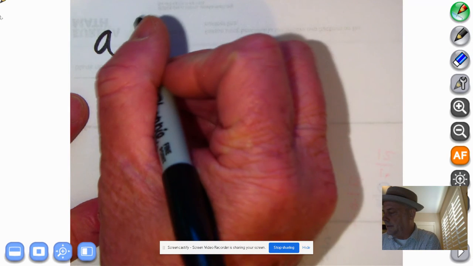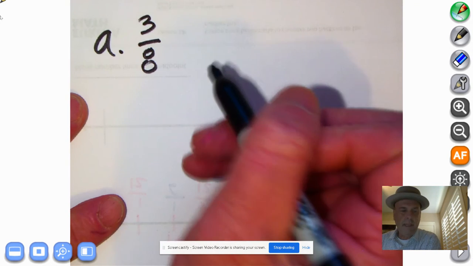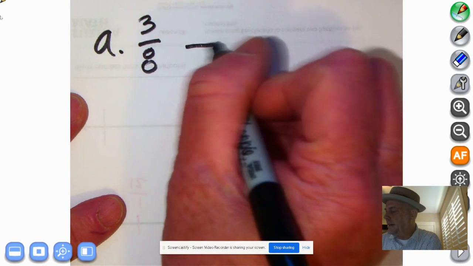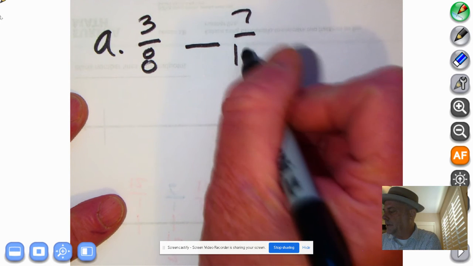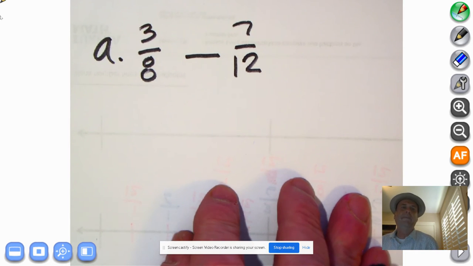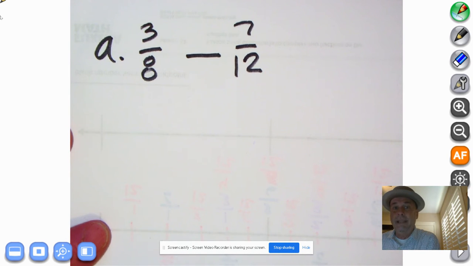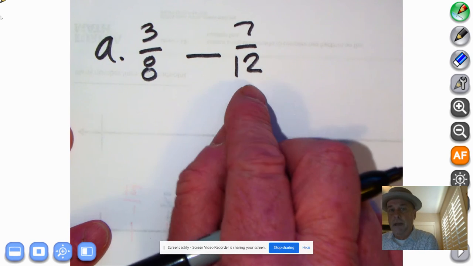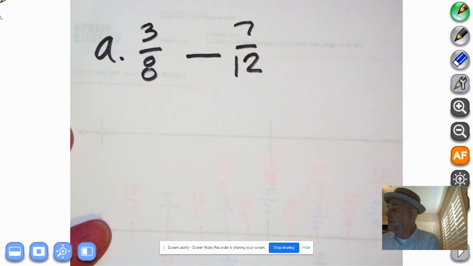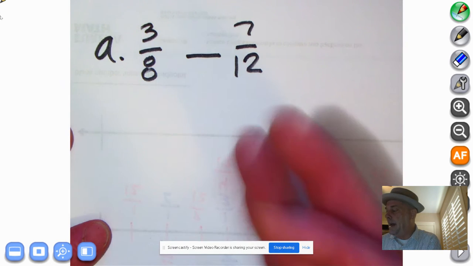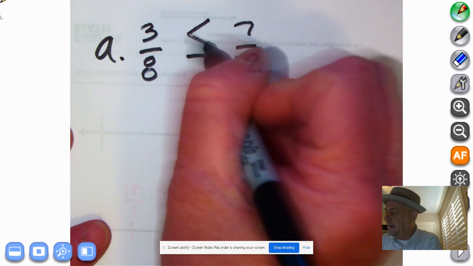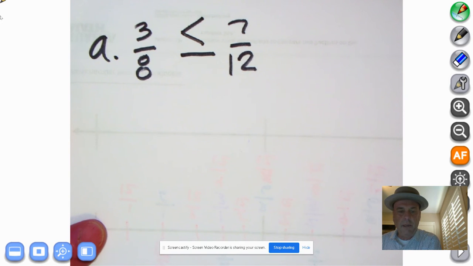We have 3/8. Is it greater or less than 7/12? Okay, let's think about it. What's half of 8? Half of 8 is 4. So 3/8 would be less than 1/2. What's half of 12? 6. So 7/12 would be more than 1/2. So any alligator eats the 7/12.